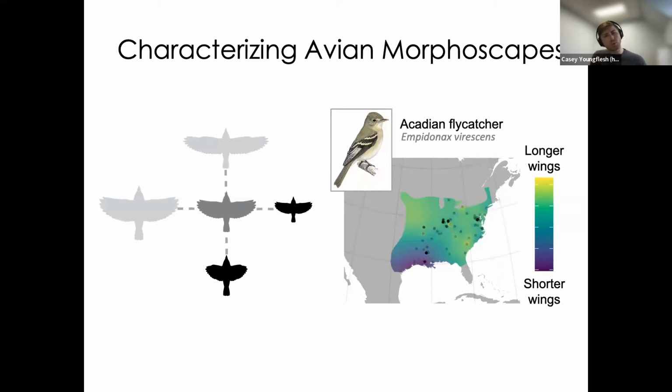So moving forward, we're really looking to continue to explore how and why birds look different across their ranges. We want to understand the eco-evolutionary dynamics that shape these avian communities. So here is a preliminary morphoscape for Acadian flycatcher over its breeding range, just to give you a sense of how a trait might vary across space. The yellow hues here are longer wings, the purple hues are shorter wings. All the dots are MAPS stations.